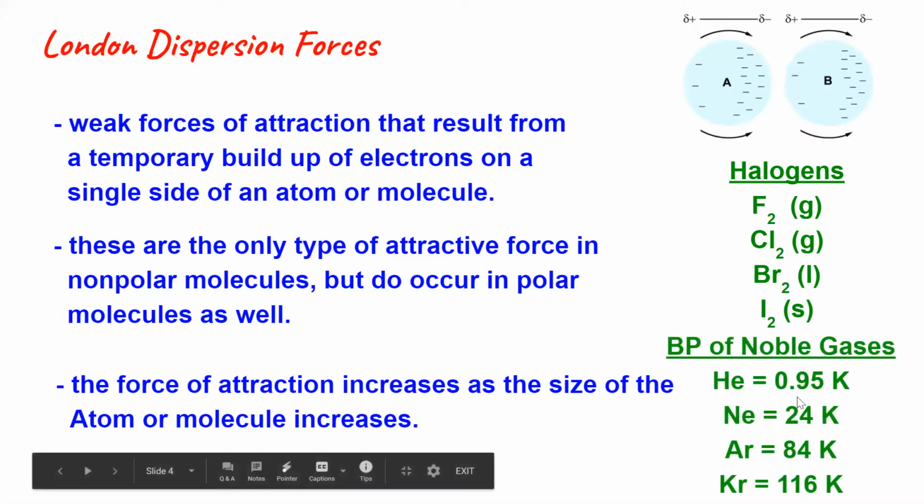So this is looking at molecules, this is looking at atoms. You'll see the same trend. So as we go from helium to krypton, small atom at helium, large atom at krypton, you'll notice the boiling point increases. Our second type of intermolecular force of attraction is called a dipole-dipole interaction. Dipole, di meaning two, so two poles.